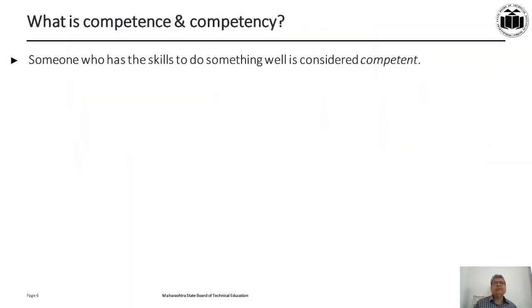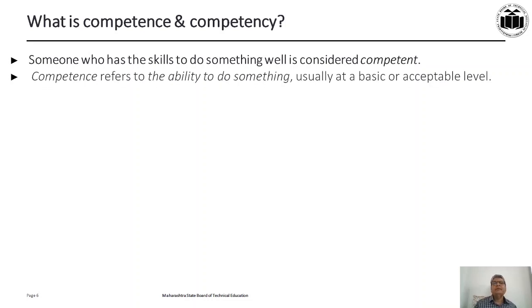Now you'll understand what we mean by competence and competency. Someone who has the skills to do something well is considered competent. That person is considered competent when he possesses certain skills to do a certain job. So he is competent for that job. Competence refers to the ability to do something, usually at a basic or acceptable level. So competence is a particular ability by which you can perform a particular job at the acceptable level.